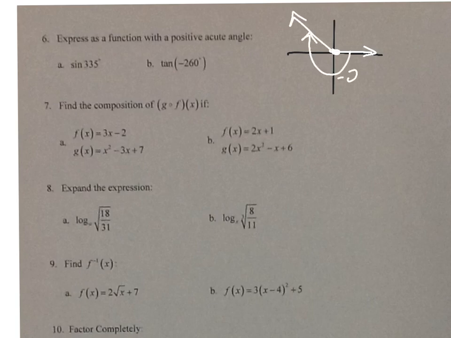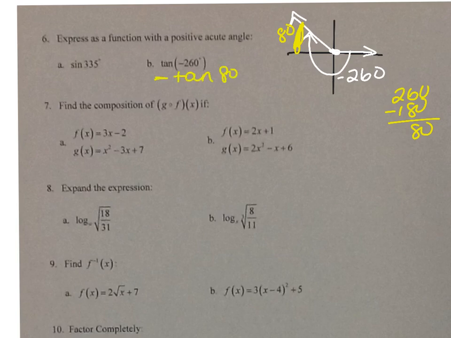So there's negative 260, and I want the reference angle. Remember, the reference angle is terminal side to x-axis. That's the reference angle. To get that angle, you're going to do 260 minus 180, which is going to be 80. So my reference angle here is 80 degrees. Tangent is negative in quadrant 2, so we have to put negative tan of 80 degrees.